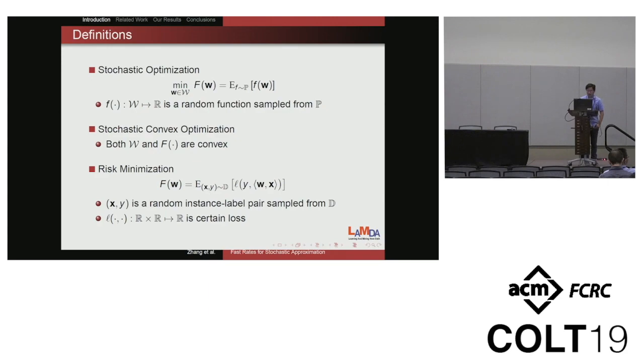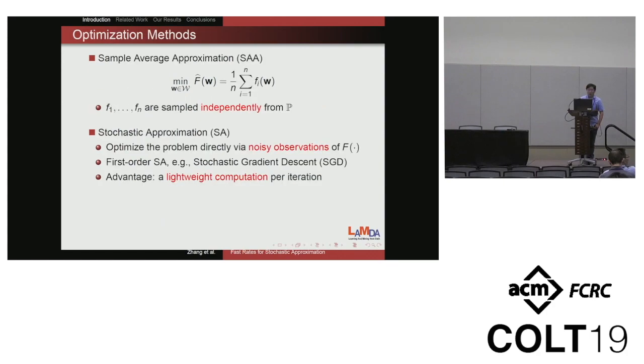Here, (X, Y) is a random instance-label pair sampled from some distribution D, and W is our model, and L is the loss function. There are two approaches to solve this problem. The first one is the sample average approximation. So we basically sample n functions independently from the distribution P, and we minimize the sample average. The second one is the stochastic approximation. It optimizes the problem directly by using noisy observations of the function.